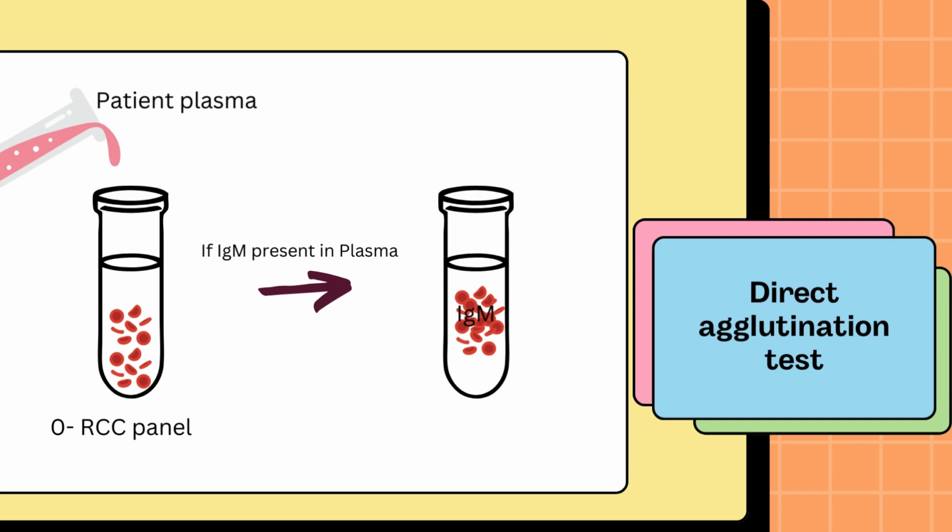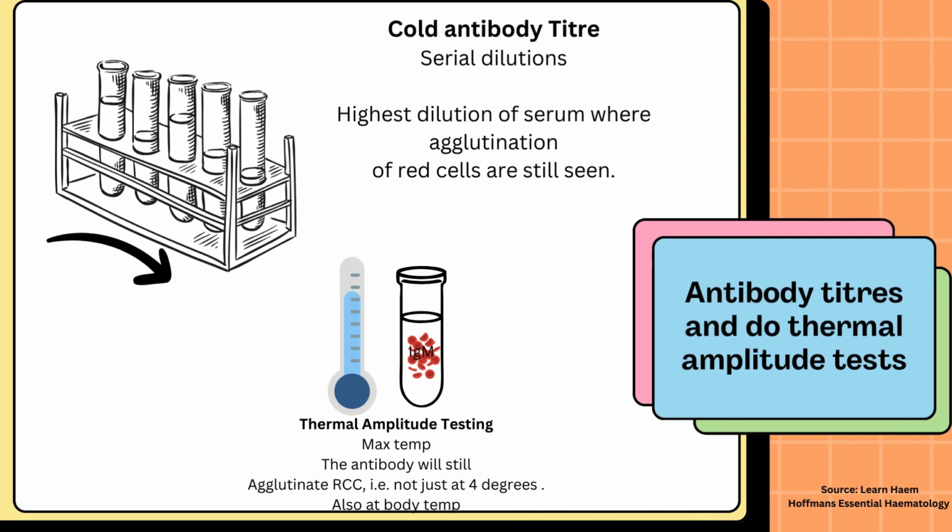So, if it is positive, you would have to then go on to do cold antibody titers and a thermal amplitude test. So, you first did a DAT, you detected both IgG, C3d, or cold antibody, and then you did a direct agglutination test. That's come back positive. So now the goal here is to distinguish between a cold antibody reacting in a test tube versus something clinically significant. So then you need to do antibody titers and to do thermal amplitude tests.